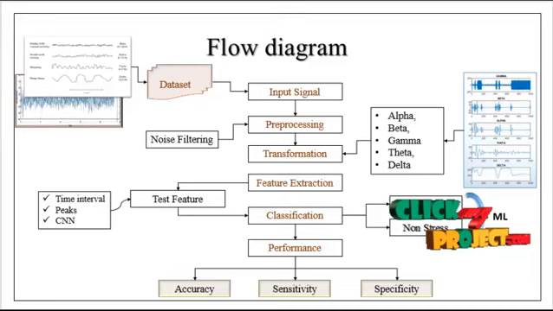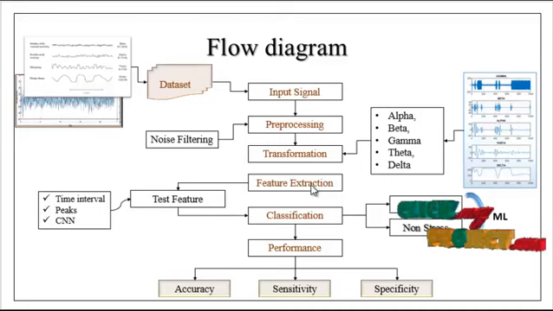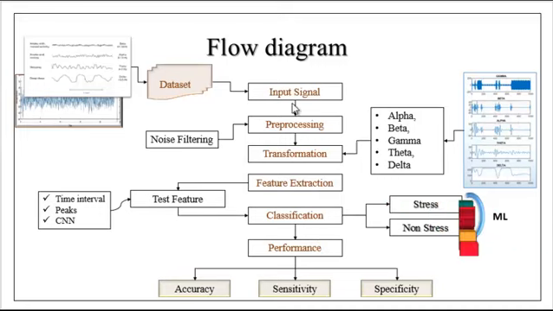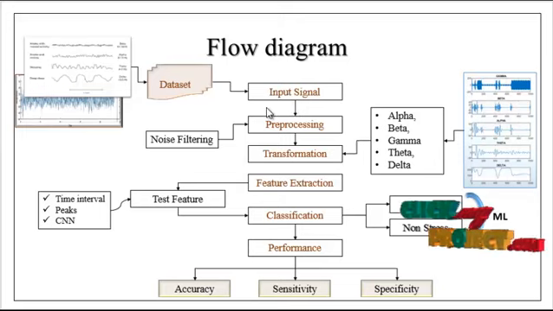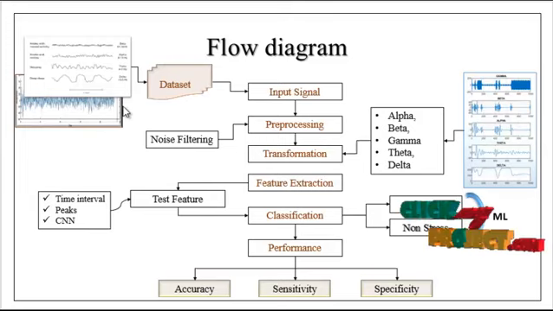Now we are going to discuss the flow diagram of the process. This is the overall working flow of this project. This project consists of the steps: input signal, pre-processing, transformation, feature extraction, classification, and finally performance estimation. These are the modules in this project. At first, the input signal is taken from the dataset. The dataset consists of several signals.